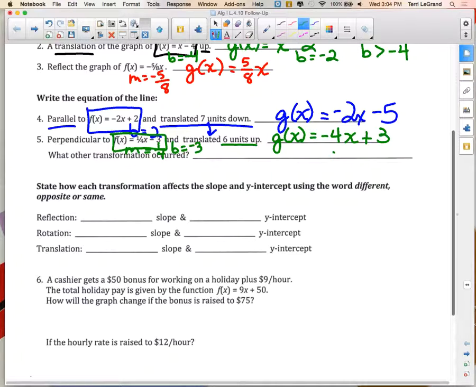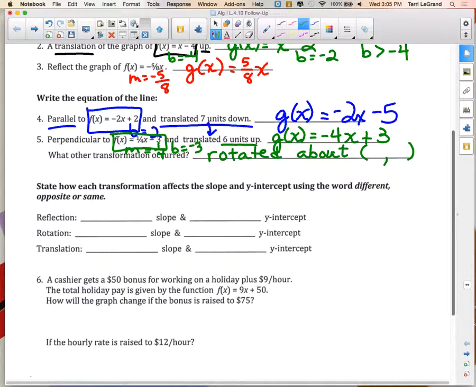Okay, what other transformations occurred? Because you know what, the only transformation we really talked about is this translation. Are there other transformations that occurred in this? Yeah, what's one of them? A rotation. Okay, so it rotated about what fixed point did it rotate about?